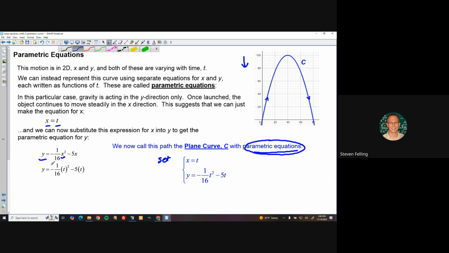Right? So this is like the same equation. We've just decided to write x and y separately as functions of a new variable. Didn't buy us much in this case because they're exactly the same, but you can get the idea. The idea is to separate x and y and have them each be a function of this third variable t. That's the concept of parametric equations.